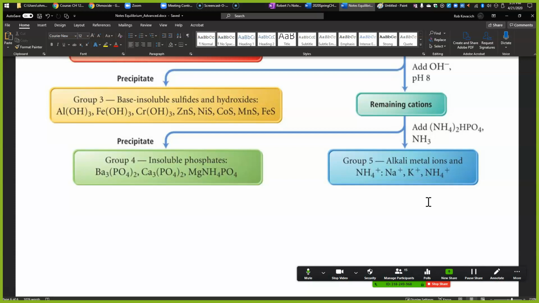So if you did that at the end here, you could do a flame test on it and realize that you had sodium if it was yellow. If it came up red, then you knew you had potassium, and ammonia doesn't give a color, but you can check with pH.